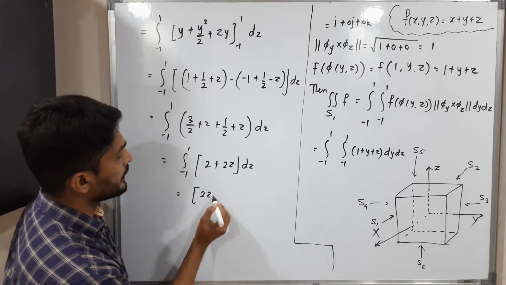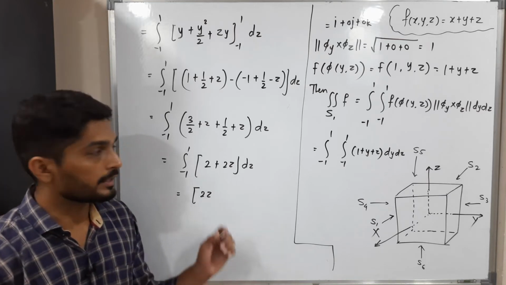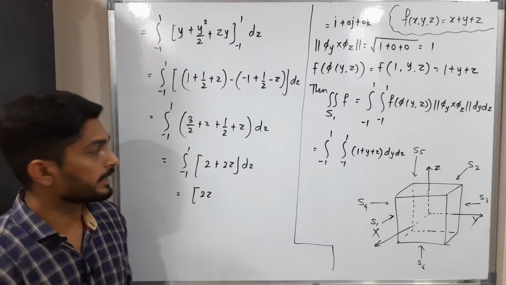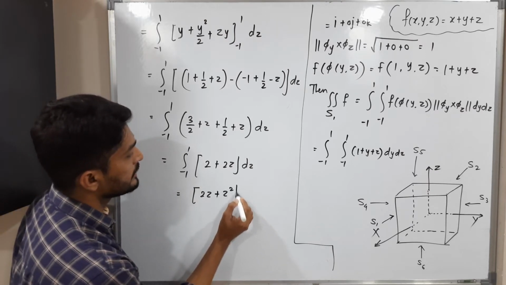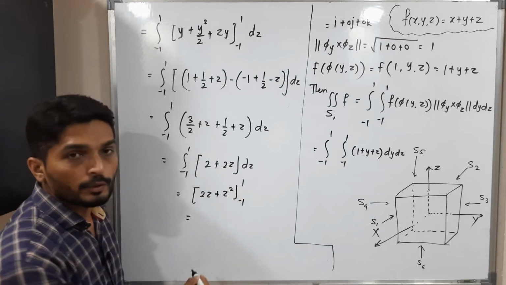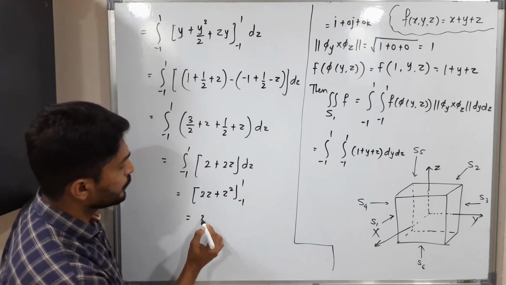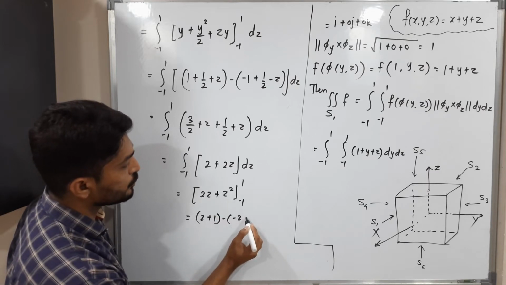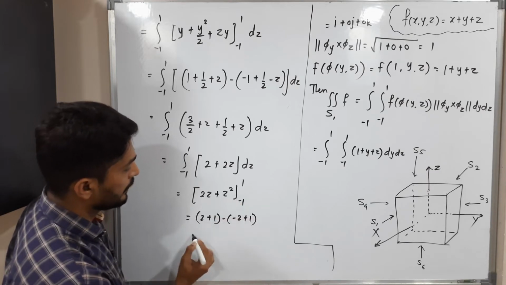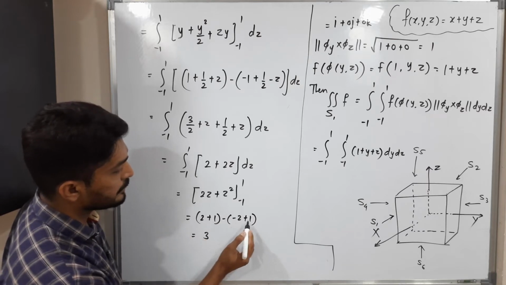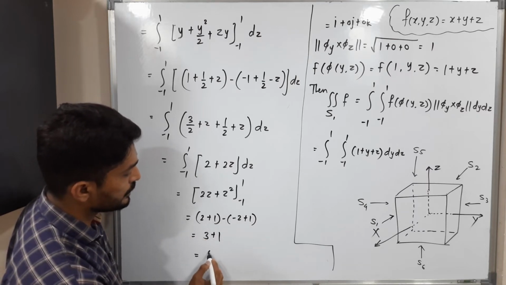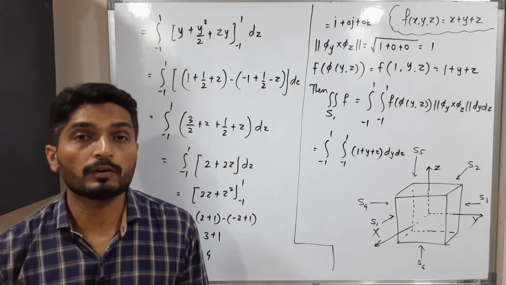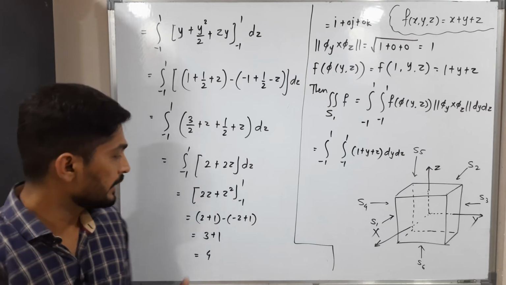So let us integrate. The integration of 2 is 2z. The integration of 2z, 2 is a constant, and the integration of z is z square by 2. The 2 will get cancelled, and simply we will have z square from -1 to 1. I am putting the upper limit first, so 2 plus 1. I am putting the lower limit now, -2, the square of -1 is 1. So this is 3, and this minus minus plus 1, which is 4. So that means the surface integral of a scalar field f over S1 is 4.